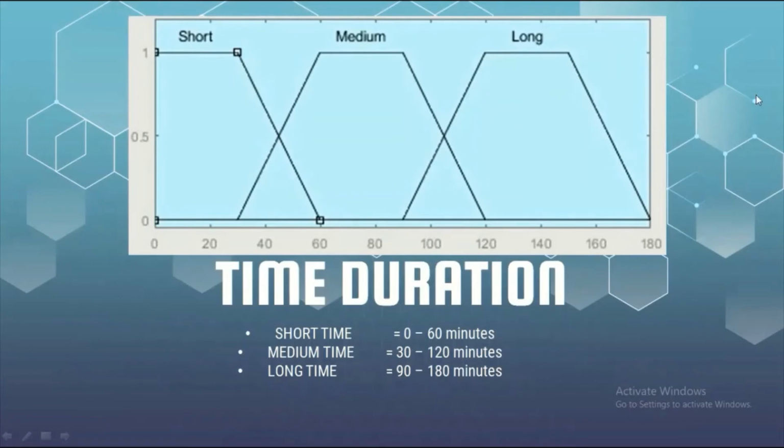Our output is the time duration. It is a fuzzy output that contains three possible results, such as the short time level from 0 to 60 minutes, medium time from 30 to 120 minutes, and then long time duration from 90 to 180 minutes.